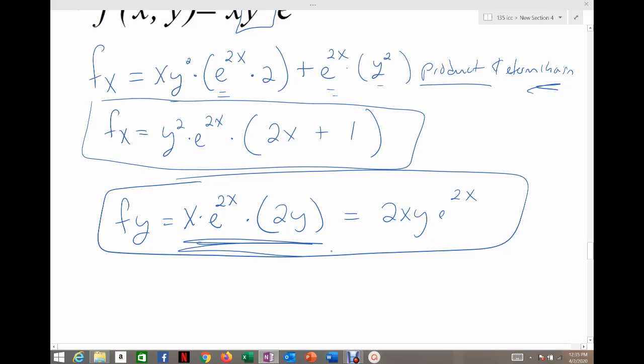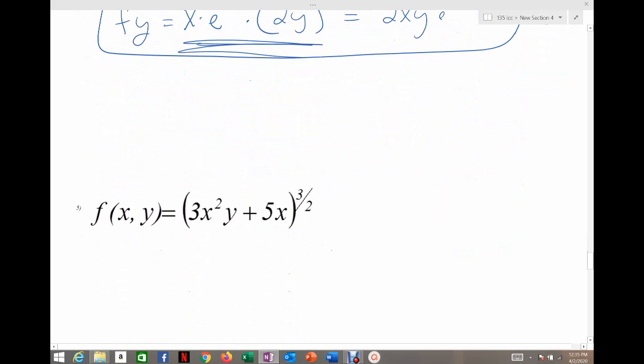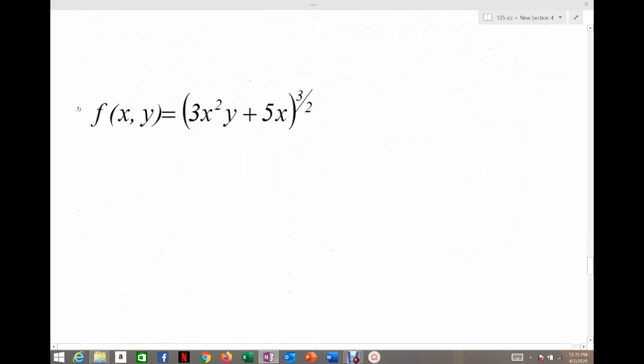Alright, the next example. Alright, so it's my function, 3x squared y plus 5 raised to the 3 halves. And so chain rule, because the outside is a power. Alright, so this is just chain rule. Alright, first the derivative with respect to x, and then the derivative with respect to y.